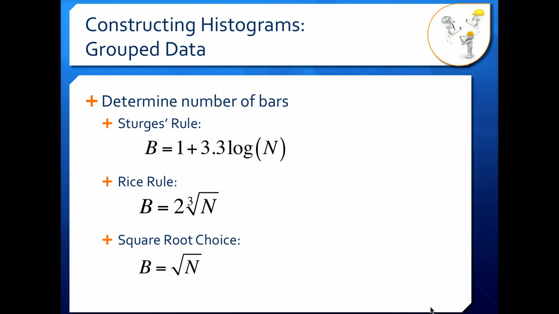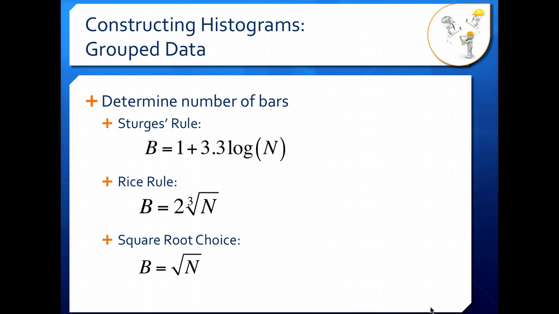You can use Sturges' rule, where B, your number of bars, is 1 plus 0.33 times the log of n, which is your number of observations. You can use Rice's rule, which gives the number of bars as 2 times the cube root of your number of observations, or you can use the square root choice, where your number of bars is just the square root of your number of observations.